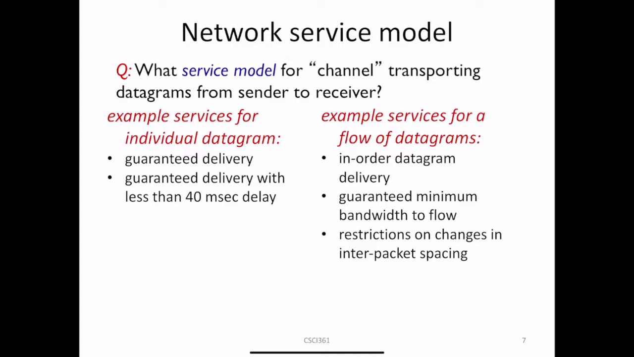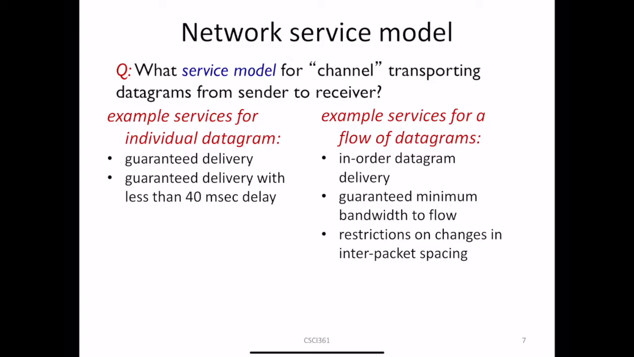Then let's see the network service model. Here is a question: what service model for a channel transporting datagrams from sender to receiver? Actually, this question is asking about the expectation from the upper layer. The upper layer means the application layer and the transport layer. So what kind of service model are they expecting from the network layer?